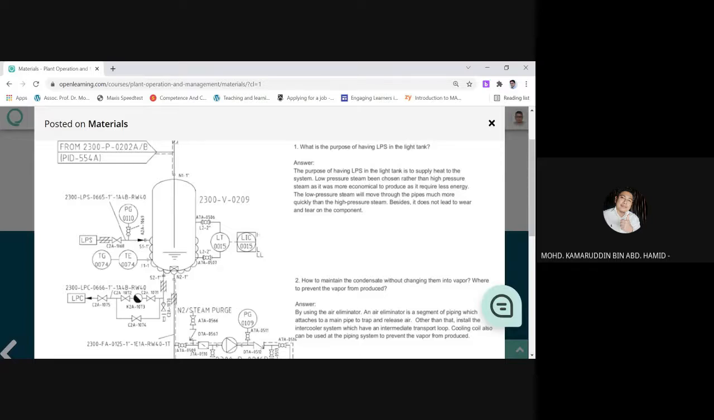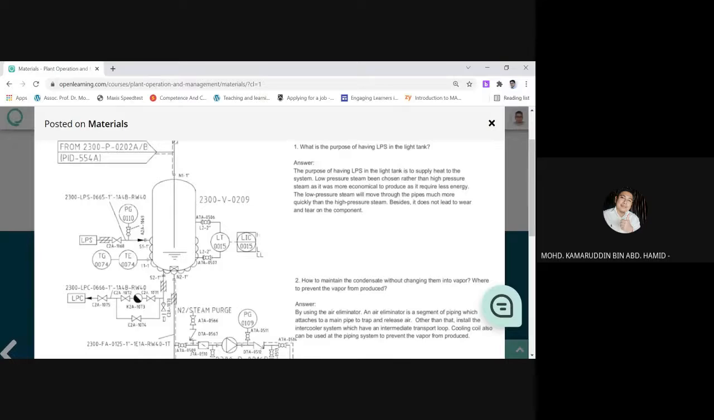Okay. The purpose of having LPS is to supply heat. Of course, supply heat, but why? The reason is because you have a light component over here. I don't know what kind of light component over here. In order for you to maintain that component at the liquid phase, therefore you need to heat it up. So that's the purpose.